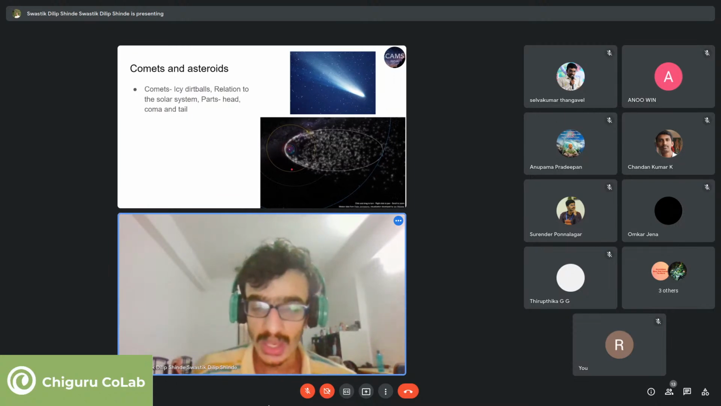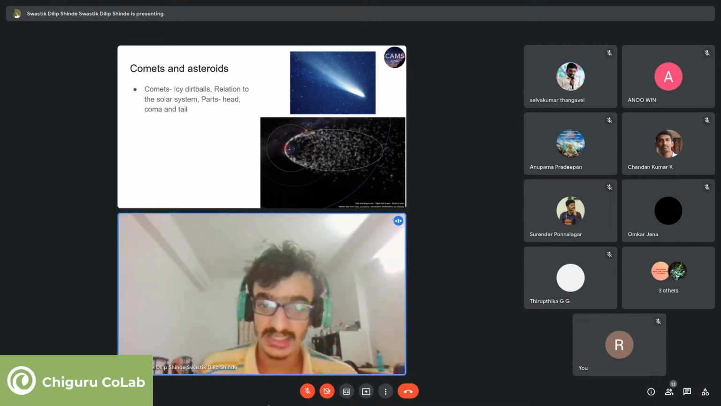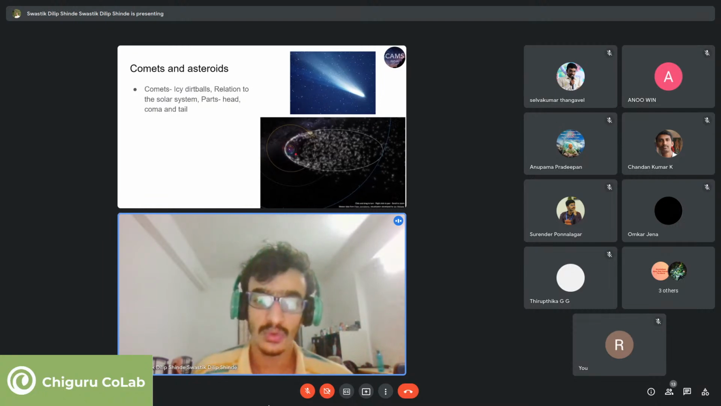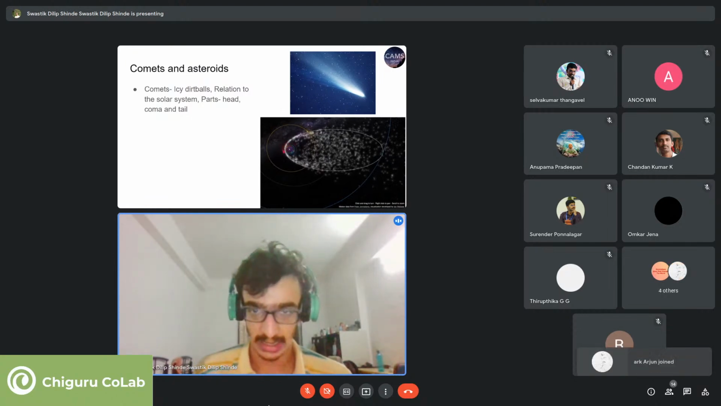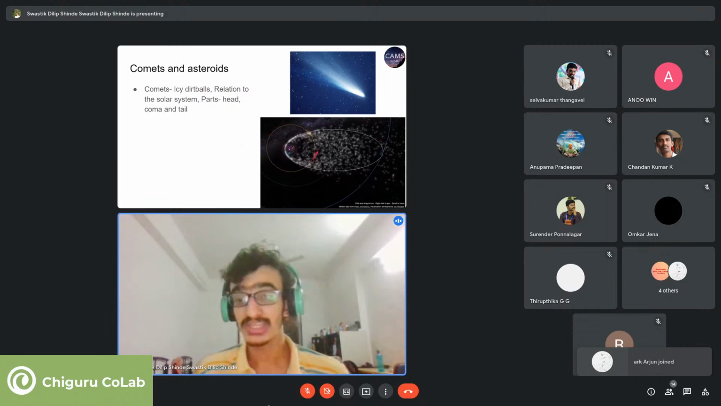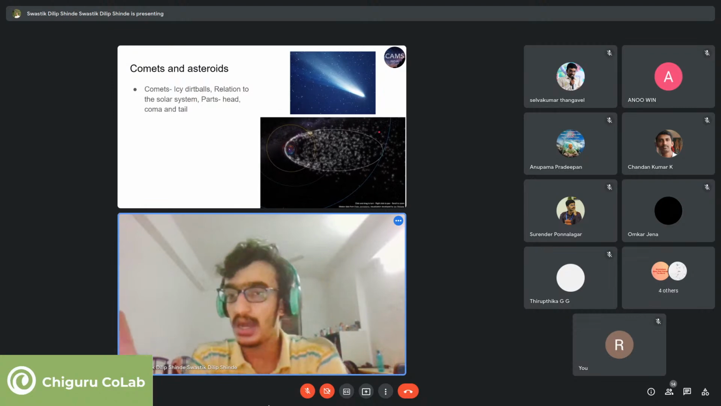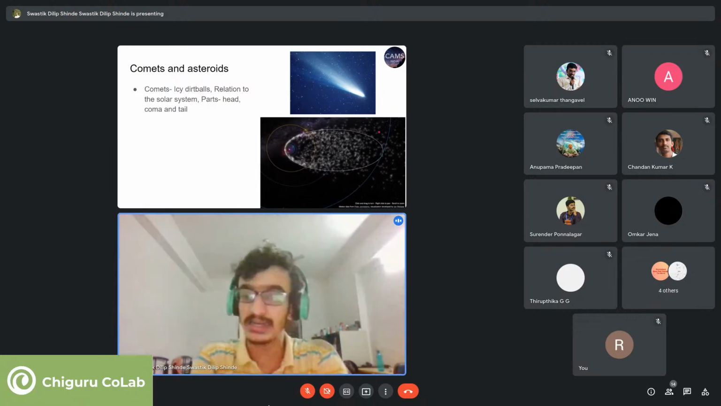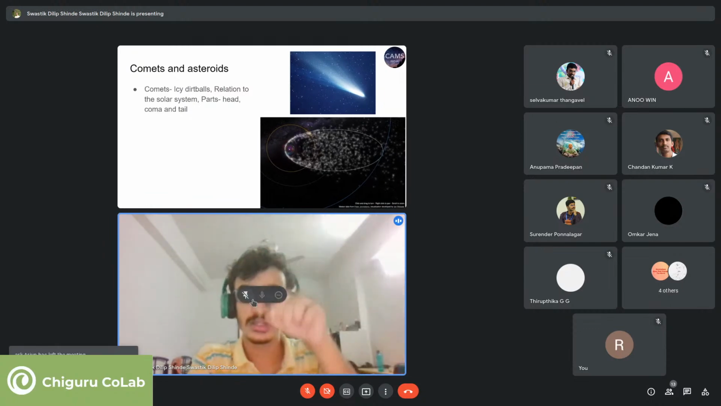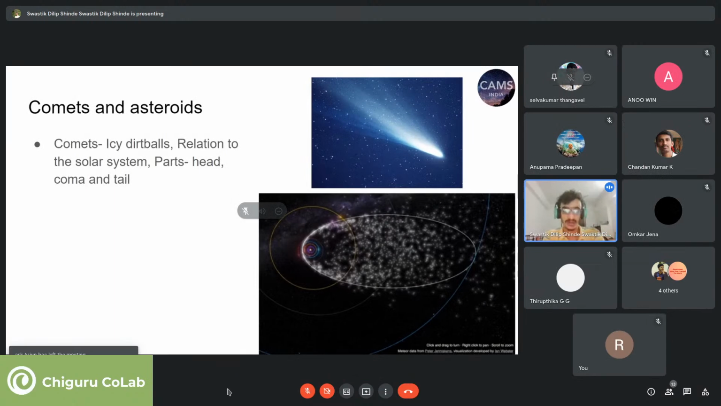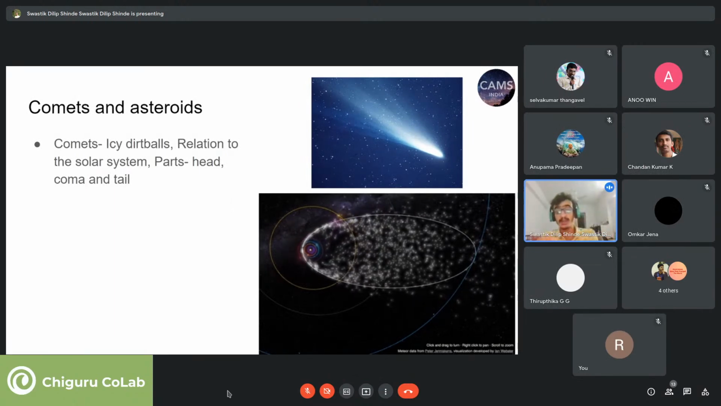Now, this blue dot here is our Earth. As Earth passes through this belt, these particles are attracted towards the Earth due to the gravitational pull of the Earth. Then these particles enter the atmosphere and burn there.